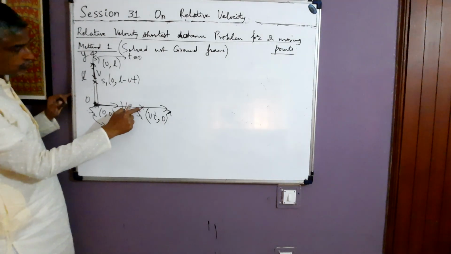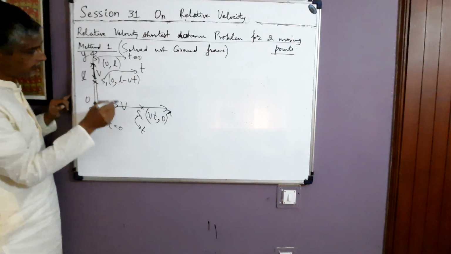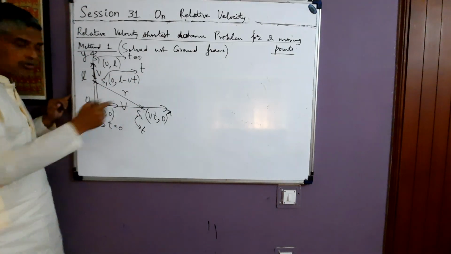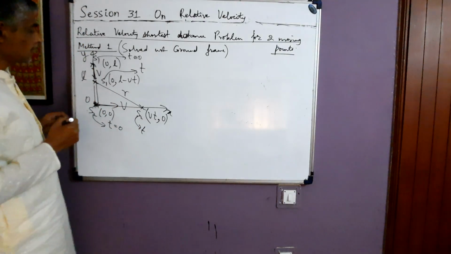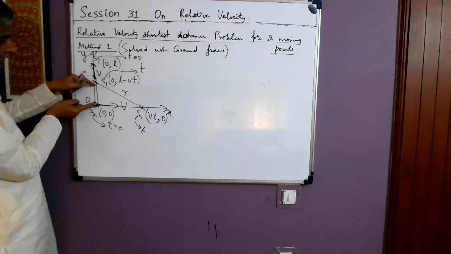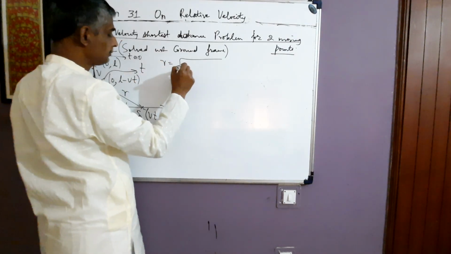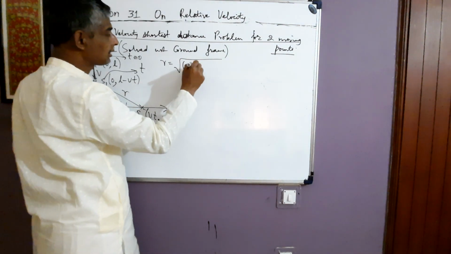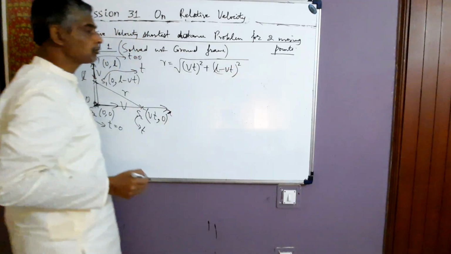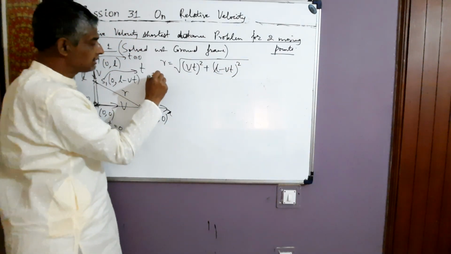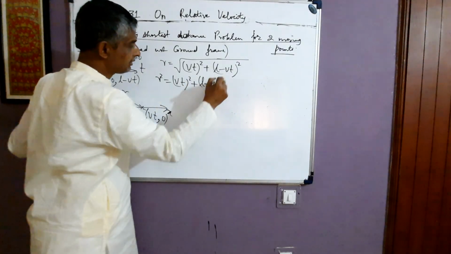I am repeating again, the diagram has not been drawn to scale. Now at time t, S2 is here and S1 is here. At time t, this is the distance r between these two ships. Now r can be found using the Pythagoras theorem. This is Vt, this is L minus Vt. From the Pythagoras theorem, r is equal to the square root of (Vt) whole square plus (L minus Vt) whole square.